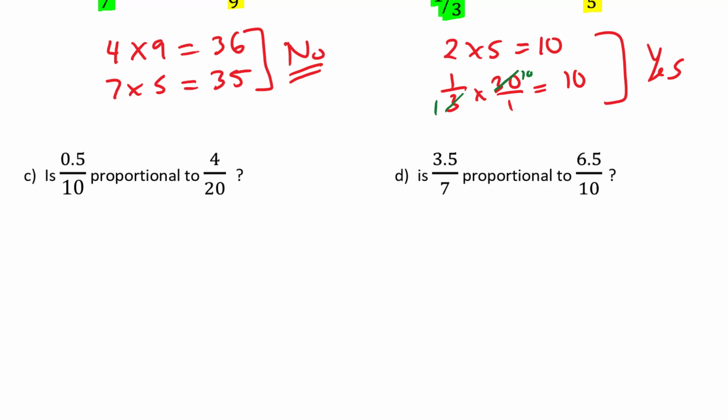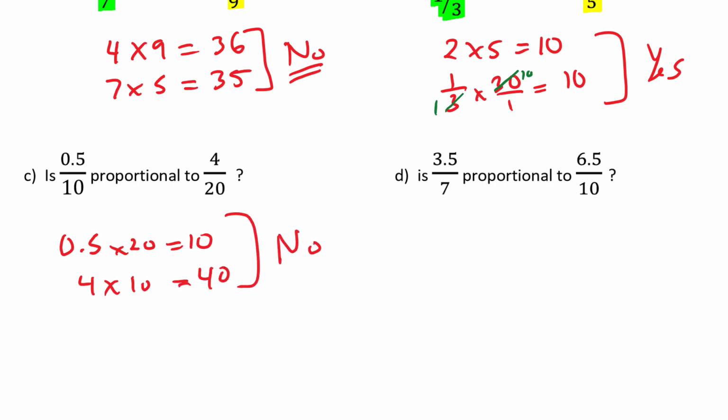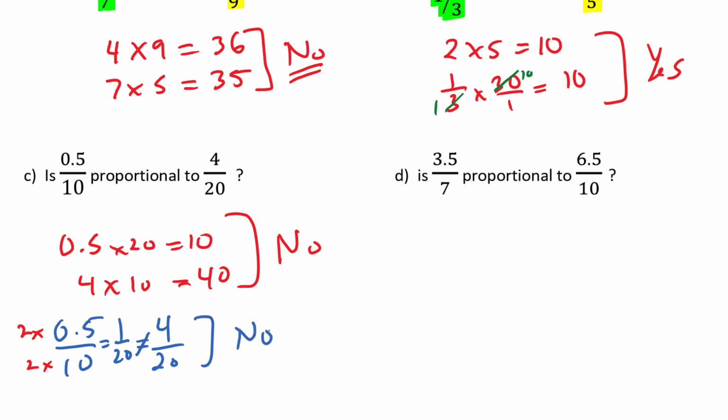Let's take them up. 0.5 times 20 equals 10, and 4 times 10 equals 40. Therefore, no, they are not proportional. Let's show you the other methods as well. 0.5 over 10 and 4 over 20. Let's get them so they have common denominators. Multiply this side by 2. And in this case here, we get 1 over 20. These are not equal. Therefore, no, they are not proportional.